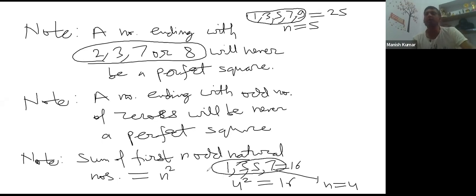In the same way, you can be asked the sum of the first 100 odd natural numbers. Then you have to apply this formula only, isn't it? Otherwise, it is too difficult to find out. Understood? Take a screenshot of this. I am clearing this page now.